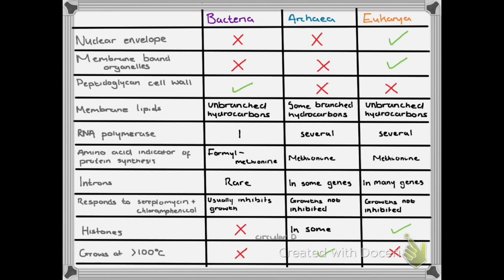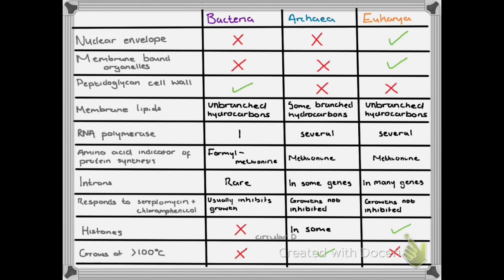Whether they have a peptidoglycan cell wall is sort of the reverse. So only your bacteria have a peptidoglycan cell wall, your archaea and your eukarya don't. All of them can have membrane lipids. Both your bacteria and your eukarya have unbranched hydrocarbons, whereas your archaea can have some branched hydrocarbons.